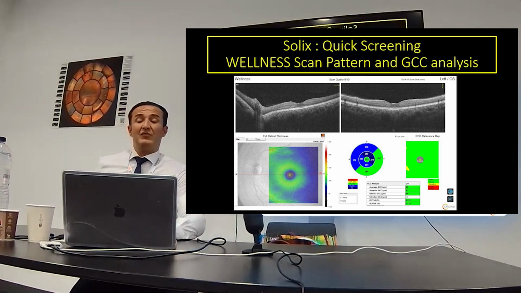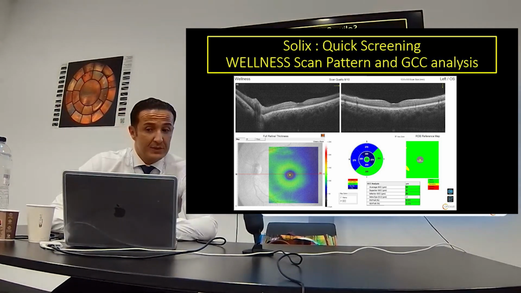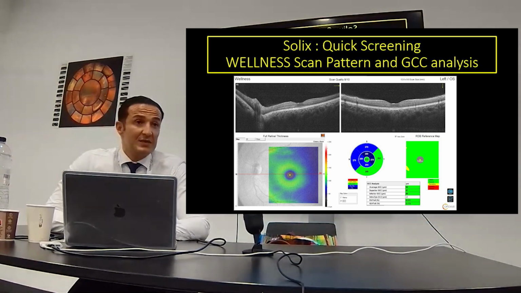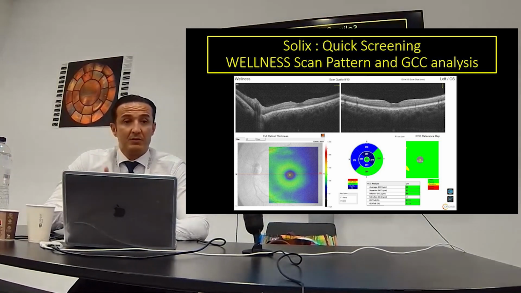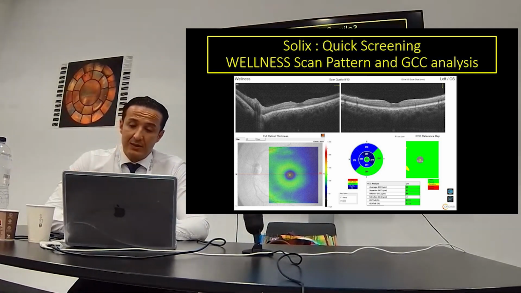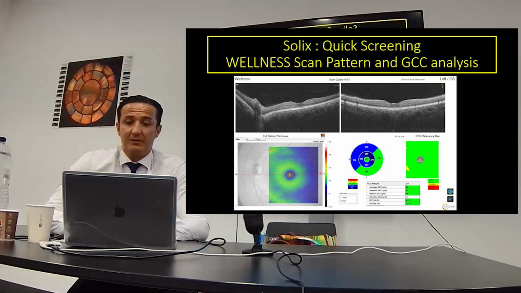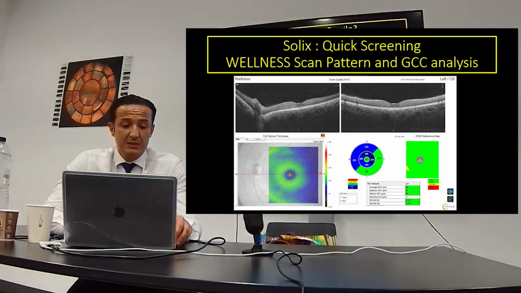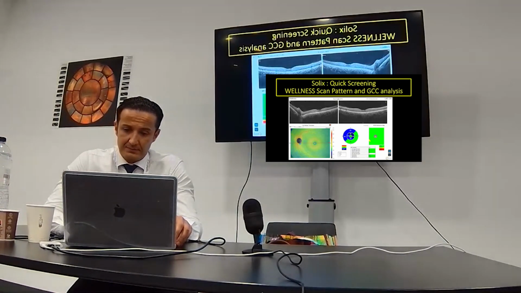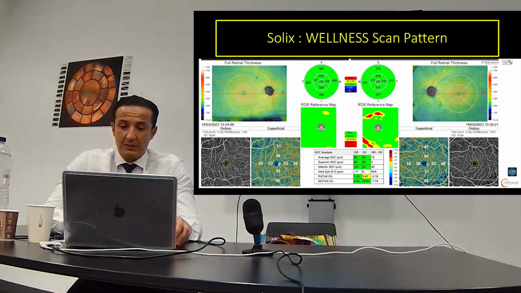You can make a very quick screening of the retina with the retinal cube, and you can have also the ganglion cell layer, the retinal thickness, and you can cover the whole retina with a scan of 12 millimeters in just 5 seconds. And you have also a database for GCC. You can also associate vascular density.